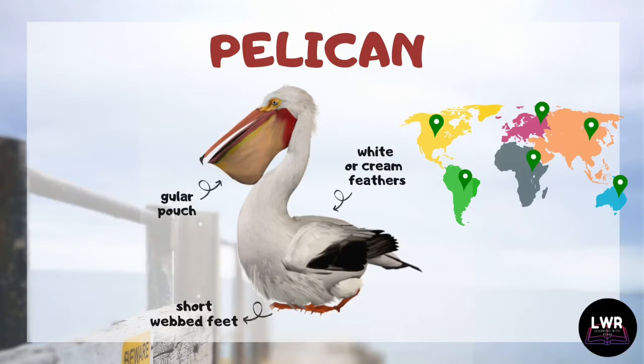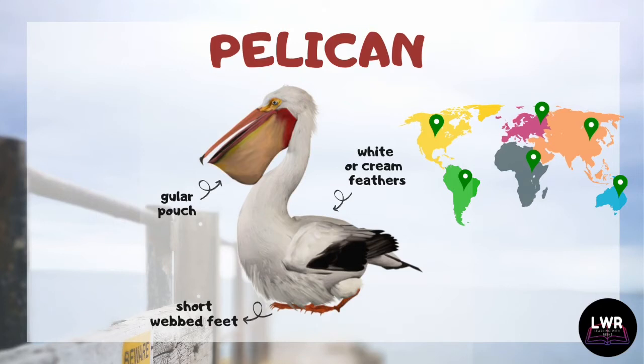Pelican. The next type of flying bird is the pelican, which is known for its flexible throat pouch called gular pouch, which comes really handy whenever it wants to catch multiple fishes at once. Pelicans are large aquatic birds having short webbed feet, which helps them swim well in the water.